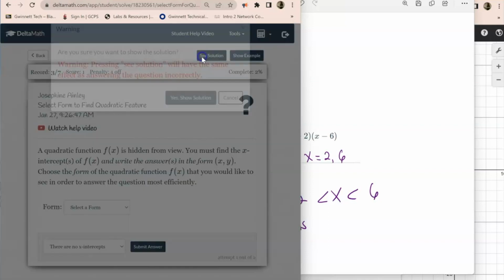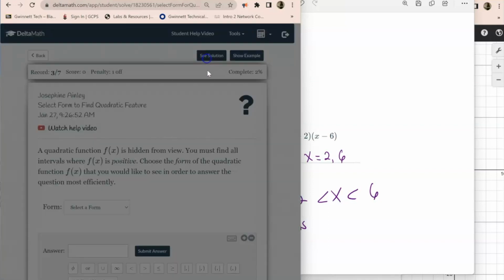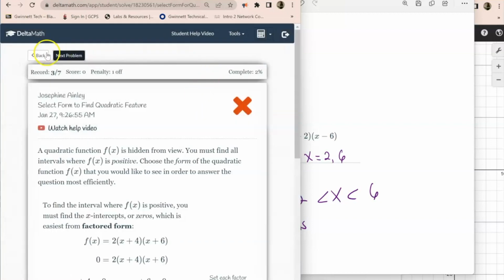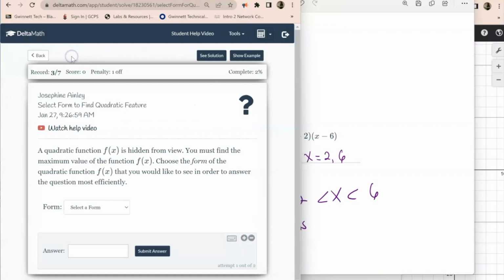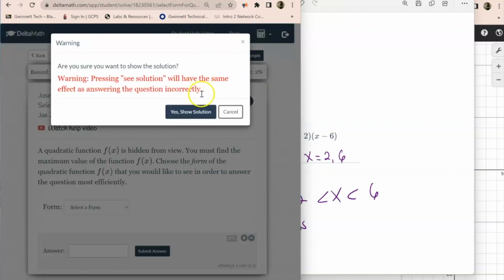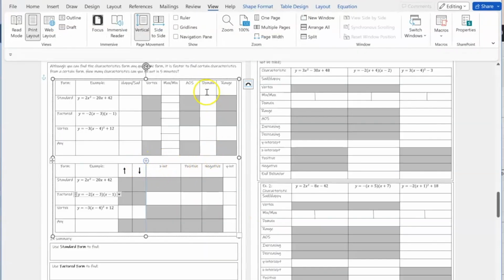All right, so I did that one. Did positives. We did increasing and decreasing. Oh, we have not done this one. All right, so we must find the maximum. Again, we're going to go into our notes. Let's take a look at maximum.